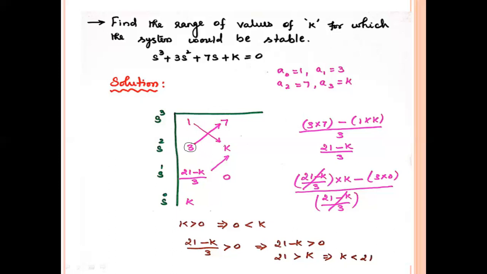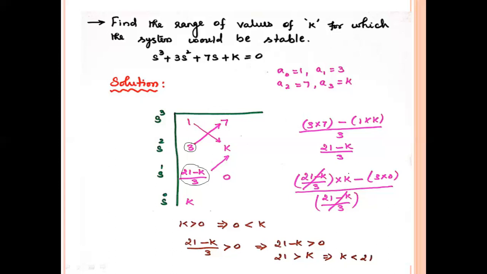So therefore (21 minus k)/3 is multiplied with k minus 3 into 0, divided by this base value, that is (21 minus k)/3. So you see, this (21 minus k)/3 gets cancelled. So 3 into 0 is 0. Therefore we will have only the k value.